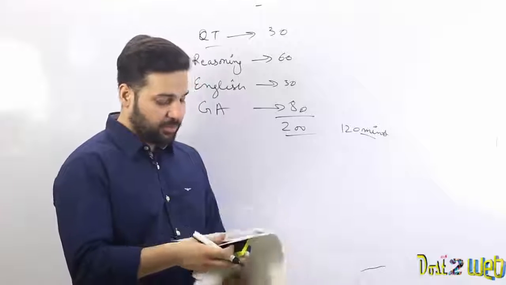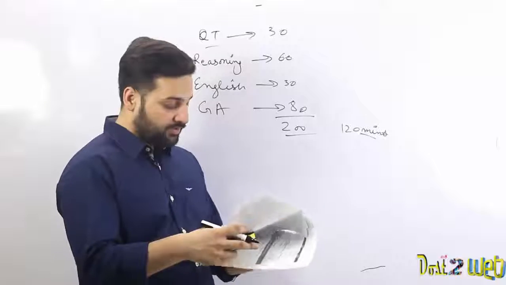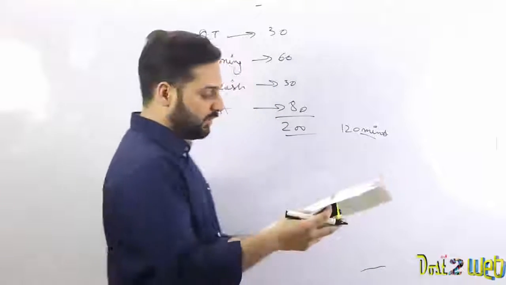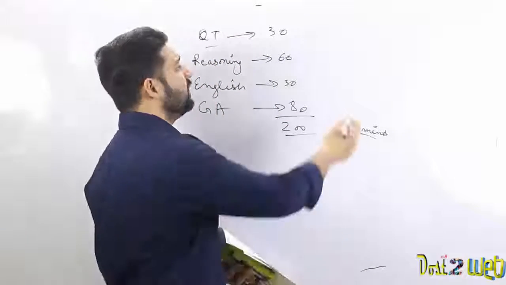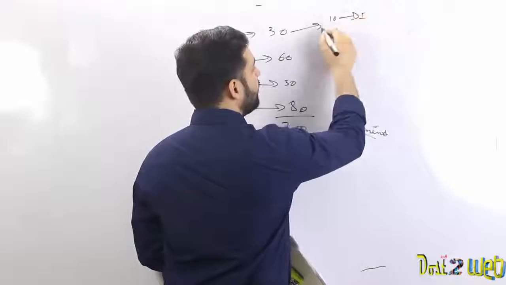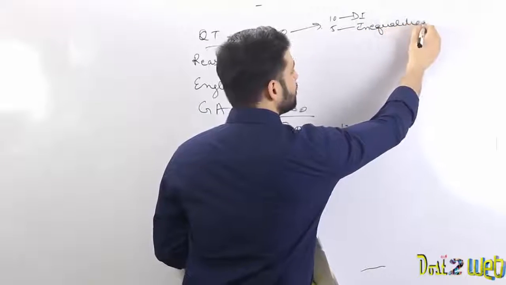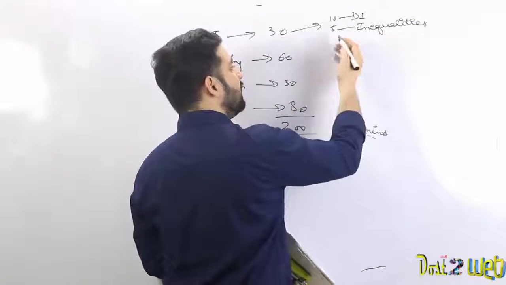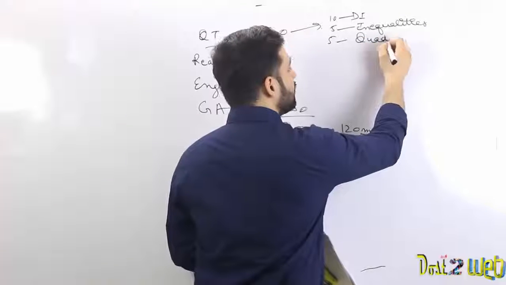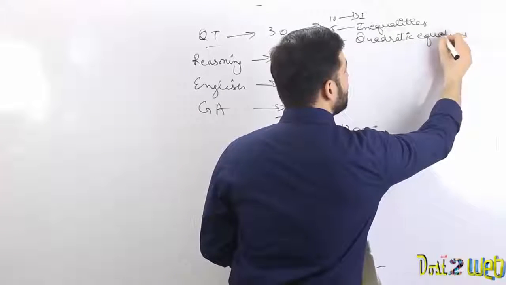If we talk about last year and the previous 2 years, there were 5 questions from inequalities, 15 questions from data interpretation, then simple and compound interest, time and work, mixtures, profit and loss. Out of 30, 10 were DI, and then inequalities, 5 marks. Then quadratic equations and series.